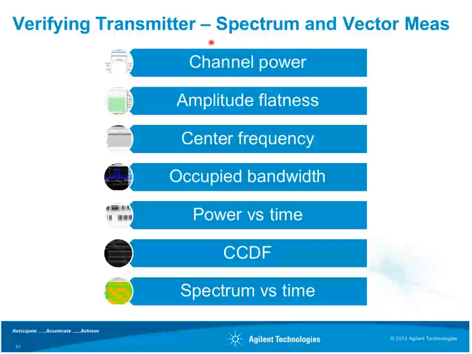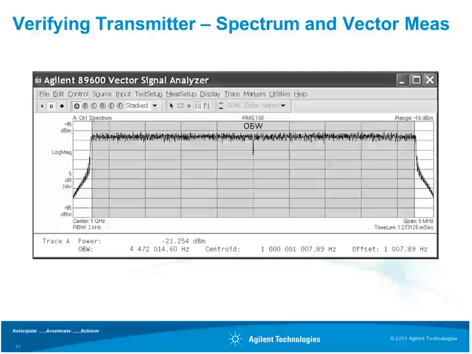For CCDF behavior, that also can be measured. In particular, we might want to do that using time gating with the vector signal analyzer. That can provide some quantitative measurements of the signal power's behavior that can be very useful in evaluating the different operating points and efficiencies of transmitters. So with that, let's take a look at the results of two measurement examples, occupied bandwidth and then spectrum versus time.